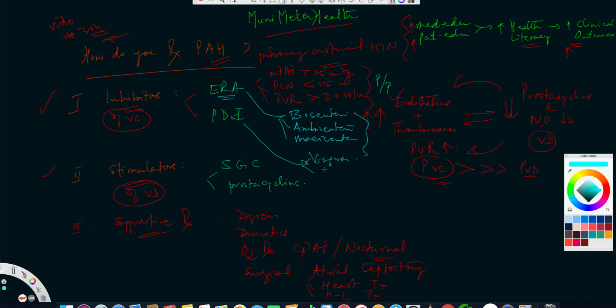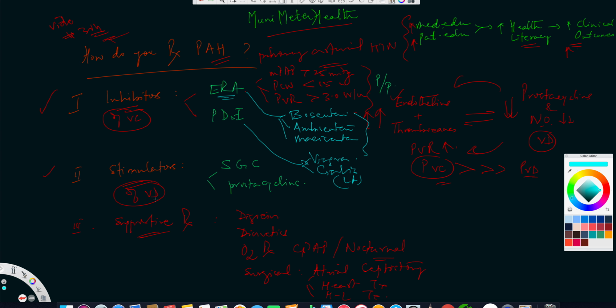And then the other one is Cialis. If you have Viagra and Cialis, both could be used independently, either this or this. Cialis is more of a long-acting variety of phosphodiesterase 5 inhibitor, whereas Viagra is a shorter-acting drug. So these are the two prototypes of ERA and PD5I.